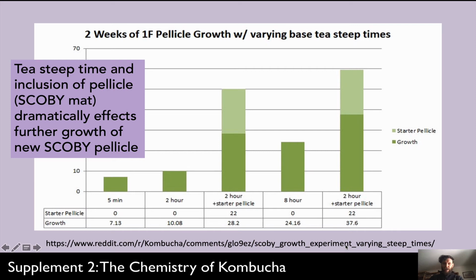This is the exact same thing, but looking now at the mass of the pellicle in grams. So we have, in dark green, the mass of growth of new pellicle that happens. You can see here the steep time in the first column of 5 minutes, 2 hours, and then 2 hours plus a starter pellicle. The starter pellicle is in light green, and it's added to the mass.